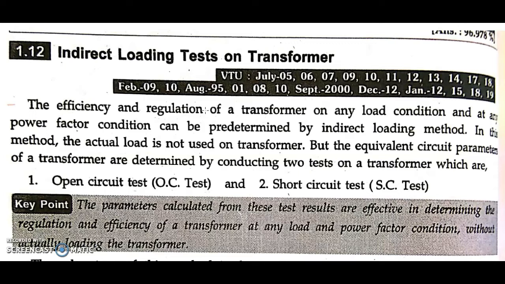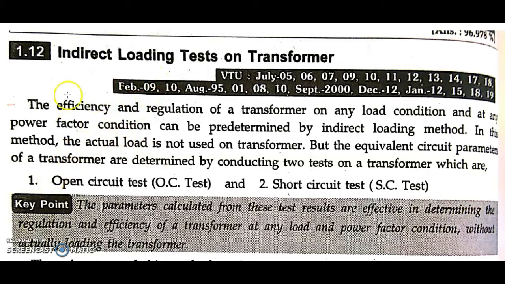So two things which you understood now is we can calculate efficiency with respect to any load as well as with respect to any power factor. It may be lagging, leading, or unity power factor. You can have any type of power factor for the calculation of efficiency as well as voltage regulation. Okay, voltage regulation is another parameter which you are going to calculate. So this is what the indirect loading test is.